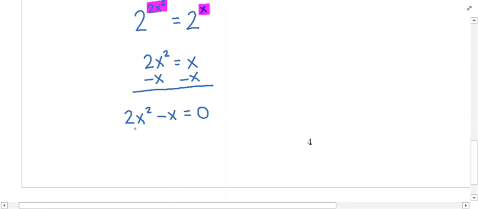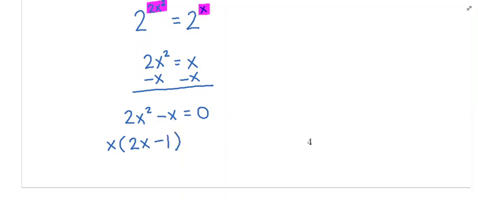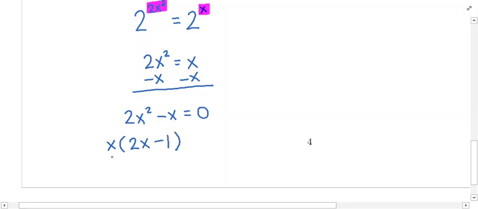If I factor the non-zero side, there is an x common to both pieces. We're going to take that out. That's going to leave us with 2x minus 1. And again, you can check yourself by multiplying this back out. You're going to get 2x squared minus x.